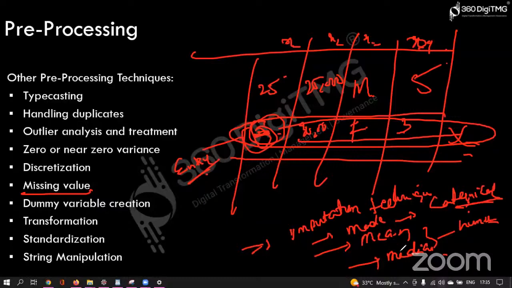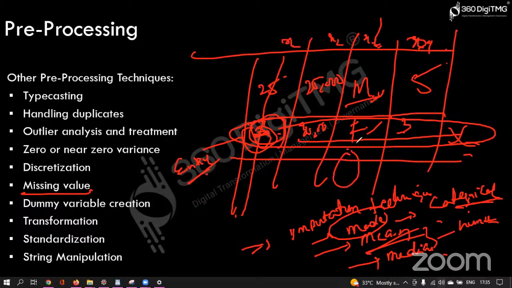So what happens in mean imputation? We'll simply calculate the mean of that feature and replace wherever we have a missing value with it. When it comes to median, we'll calculate the median of that particular feature and replace it. And mode is the most frequently occurring element. If it is categorical data, we'll find out which is most frequent, male or female, and based on that we will replace those missing values. So this is the missing value.